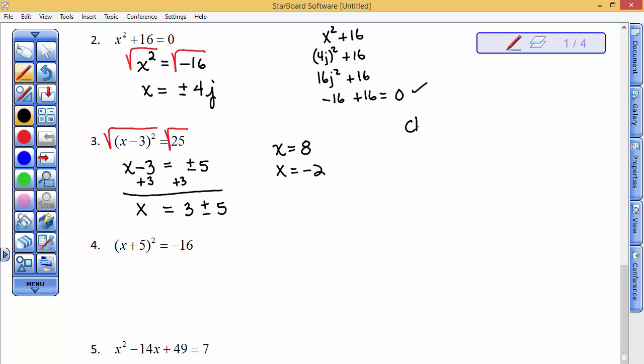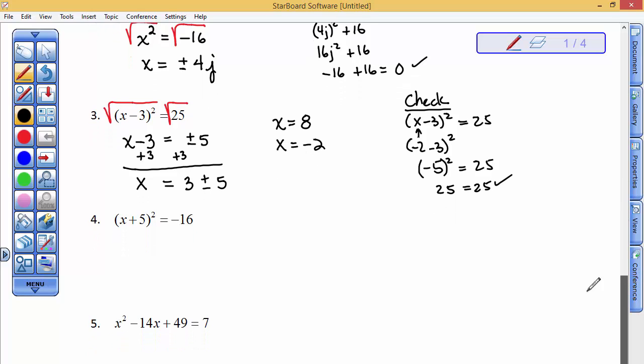So let's go ahead and just check this one real quick. The original problem says take x minus 3 and square it to get 25. So if I put an 8 in here for x, is 8 minus 3, which is 5, and is 5 squared 25? Yeah, it is. And then if I put a negative 2 in there for x, I'm going to have negative 2 minus 3, which is a negative 5, but it's in parentheses, squared. And a negative 5 times a negative 5 is a positive 25, and it checks.